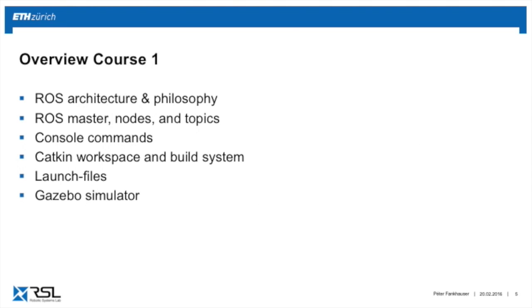So in course 1, we'll talk about the ROS philosophy, the architecture, and go through the important concepts like the ROS master, ROS nodes, and topics. You'll learn how to use your console to do basic commands and analysis of what's running on your PC. And we talk about how you build your nodes in your system with the Catkin workspace. And then in the exercise, you're going to be using launch files and the Gazebo simulator.